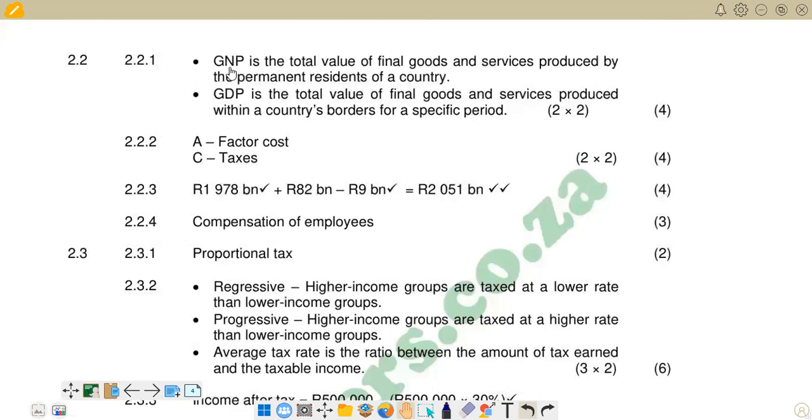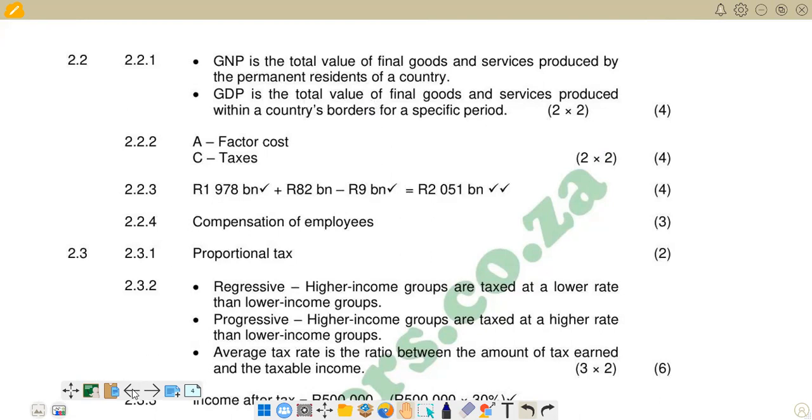So if you come here, we've got an explanation distinguishing between these two. The first point is saying GNP is the total value of final goods and services produced by the permanent residents of a country, irrespective of the location of those permanent residents. The second point is saying GDP is the total value of final goods and services produced within a country's borders for a specific period, and usually this period is annually. It's an annual calculation usually. So this is what we have in terms of 2.2.1.